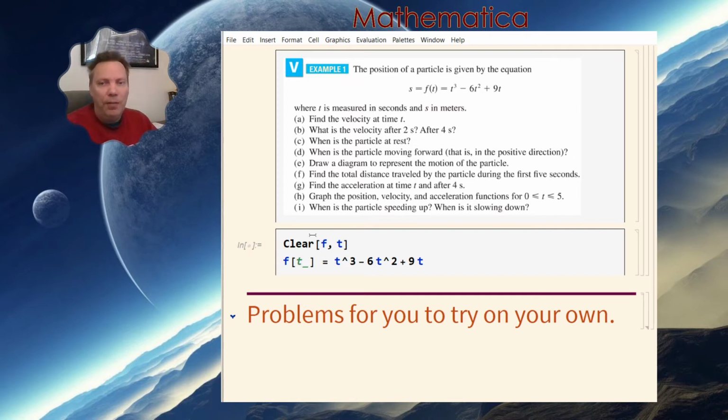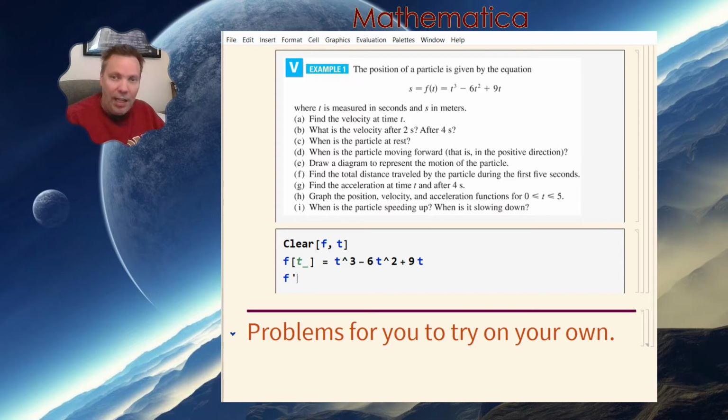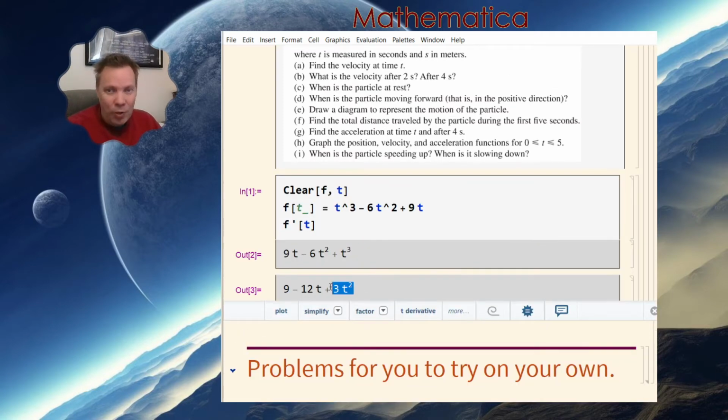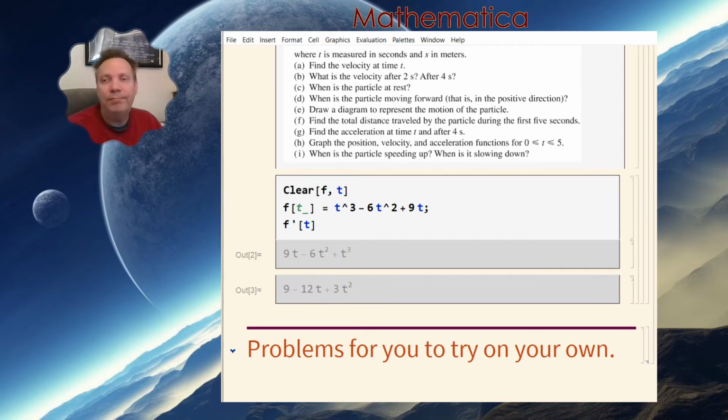So let's get started. The first thing I need to do is make sure I clear my variables f and t, and I type in my position function. So if I want to figure out the velocity, it's very easy in Mathematica. It's just f prime of t. Now I'm going to do a shift enter. And of course you can do this by hand. The derivative of t cubed is 3t squared. The derivative of negative 6t squared is negative 12t. Derivative of 9t is 9. That's not a hard part here. What I'm going to do is make sure that I suppress some of these.